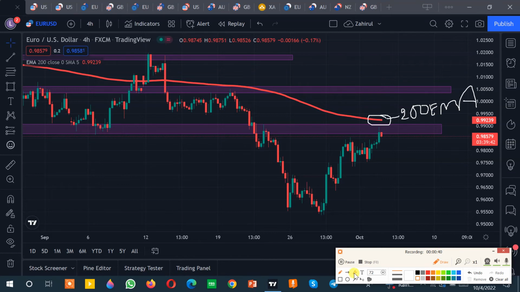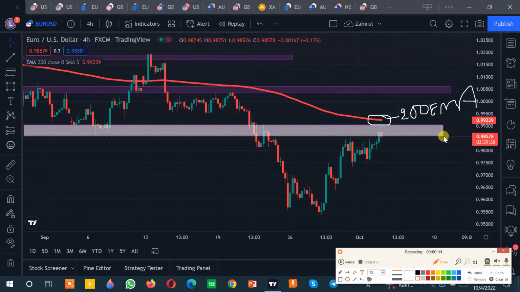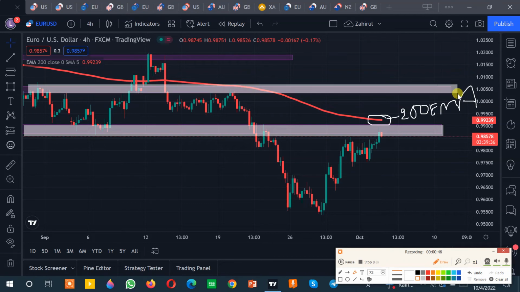and this is the horizontal resistance support area. It's a horizontal resistance area. This is a trend line.